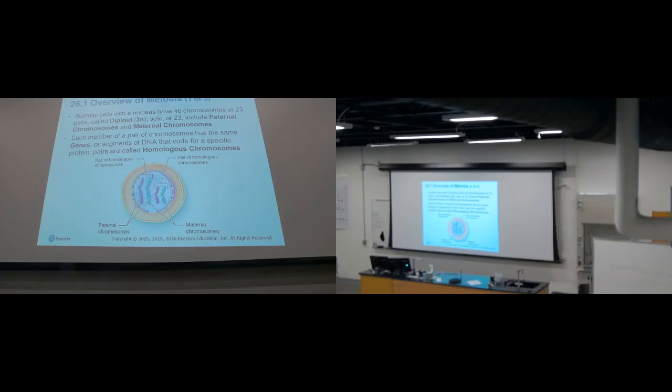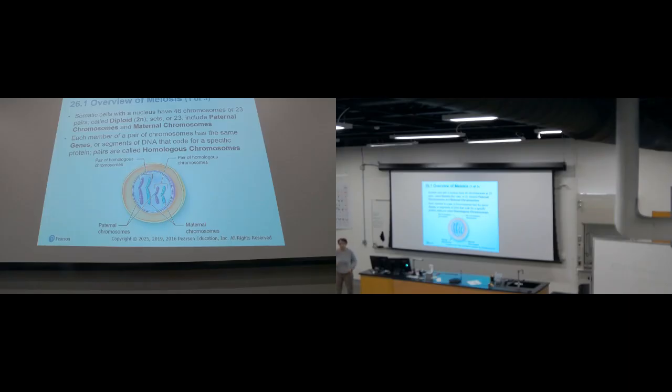So gametes have half the number of chromosomes of diploid cells, which are the rest of the cells in our body. So egg cells and sperm cells have 23 chromosomes instead of 46. And these chromosomes are derived from our paternal side and our maternal side. So we have paternal chromosomes and maternal chromosomes.